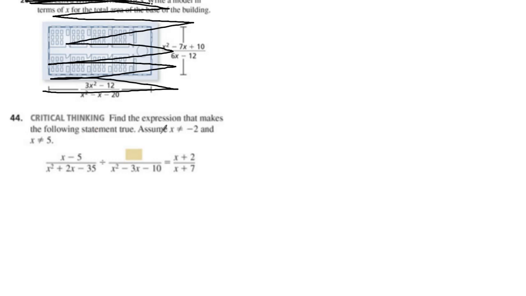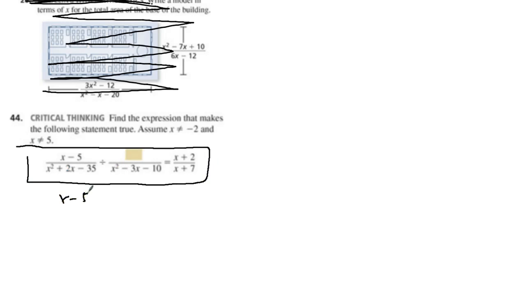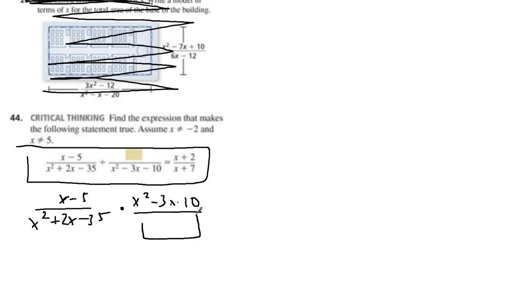Find the expression that makes the following statement true. Assume that x is not equal to negative 2, x is not equal to 5. So let's do this. If this is true, then whenever you flip this, x minus 5 over x squared plus 2x minus 35, and change it to a multiplication sign, x squared minus 3x minus 10 over whatever this box is equals x plus 2 over x plus 7.